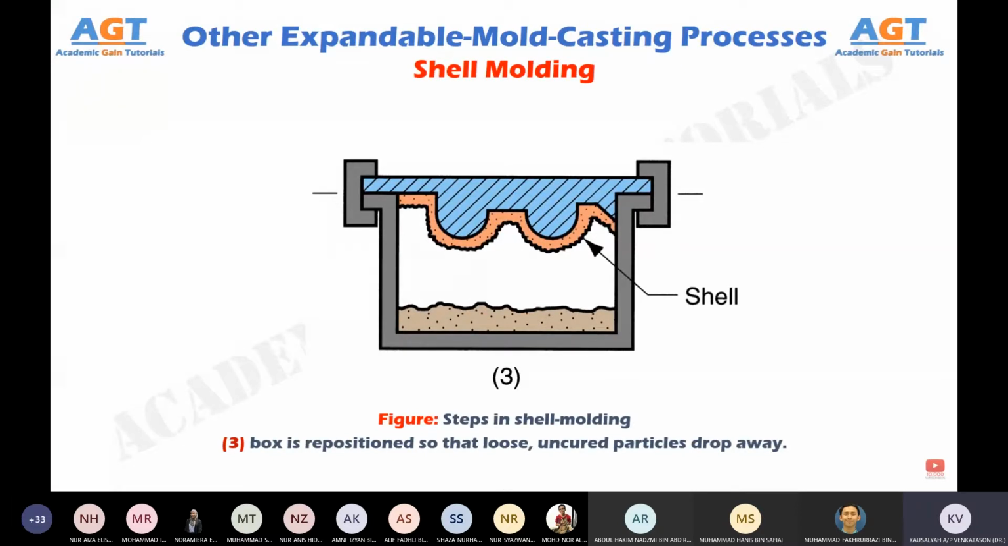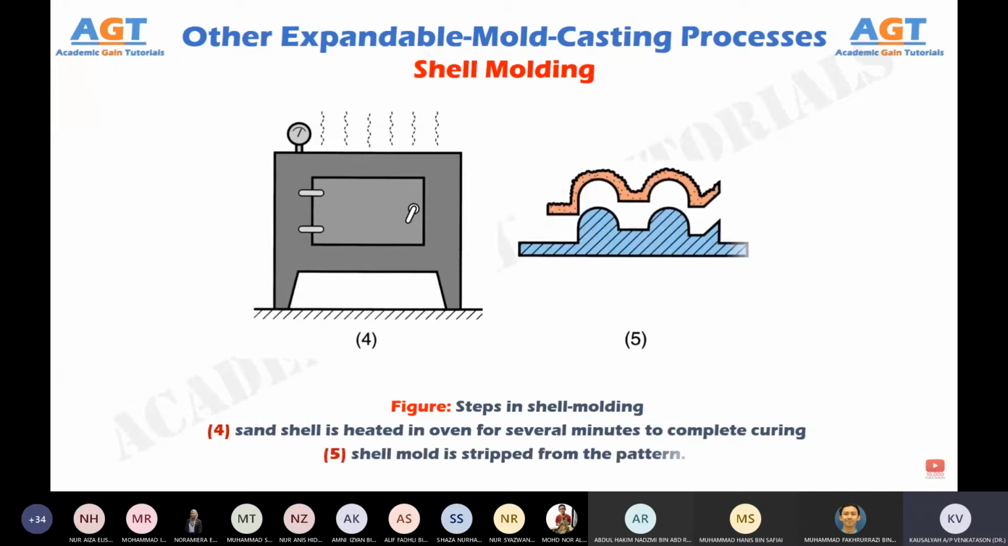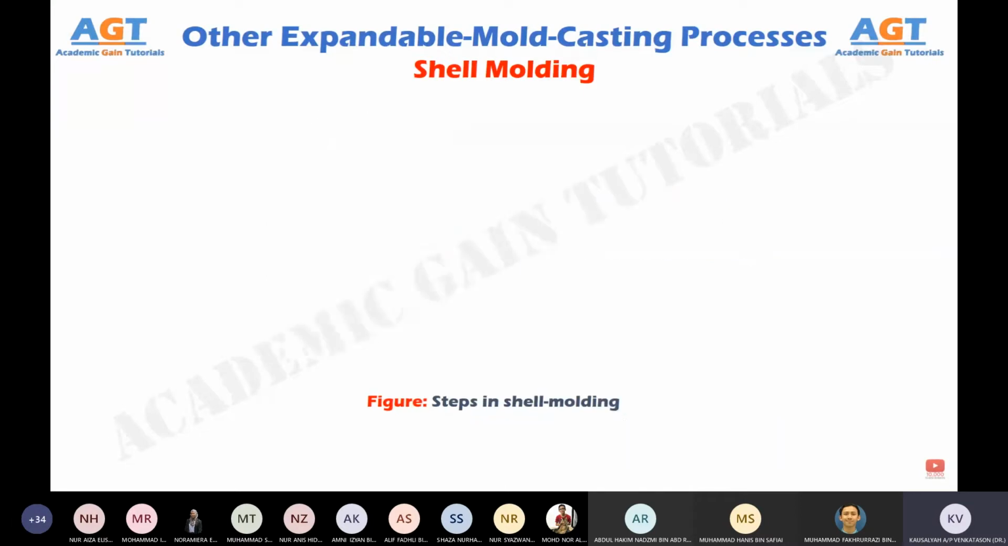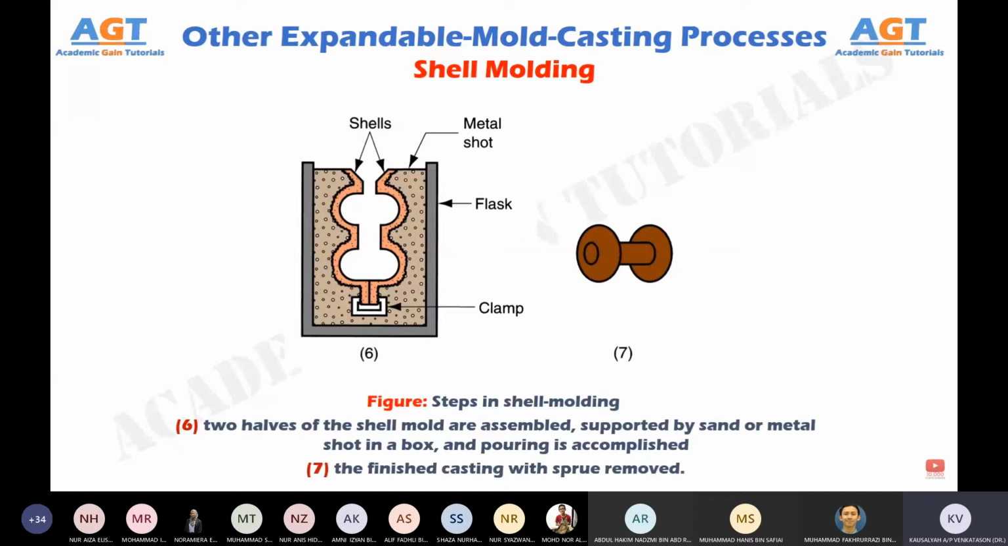Figure 3 shows the third step in shell molding, where the box is repositioned so that loose, uncured particles drop away. Figure 4 shows the fourth step, where the sand shell is heated in an oven for several minutes to complete curing. Figure 5 shows the fifth step, where the shell mold is stripped from the pattern. Figure 6 shows the sixth step, where the two halves of the shell mold are assembled, supported by sand or metal shot in a box, and pouring is accomplished. Figure 7 shows the seventh step, where we can see the finished casting with sprue removed.